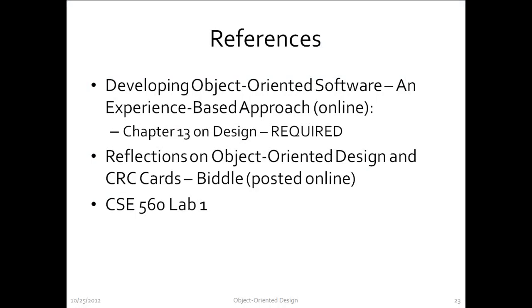And finally, here are the references used in developing this lecture. It is chapter 13 from the hopefully now familiar Developing Object-Oriented Software book, pages from which are posted online, and then a paper titled Reflections on Object-Oriented Design and CRC Cards. This has also been posted online. And by the way, we've also posted the entire CSC 560 Lab 1 online, from which the example on walking through the OO design checklist has been drawn.